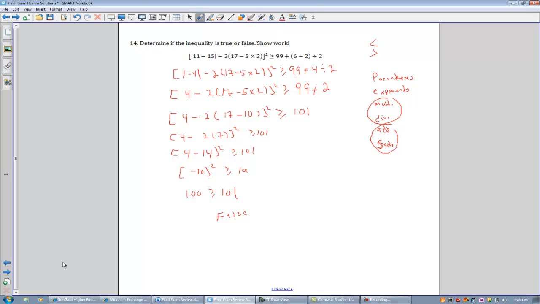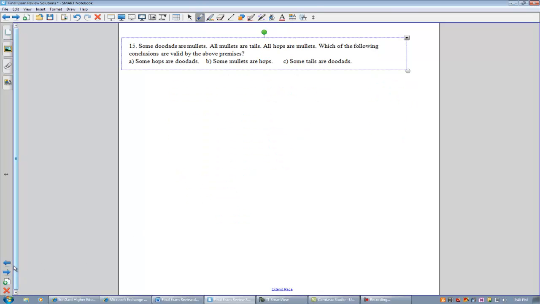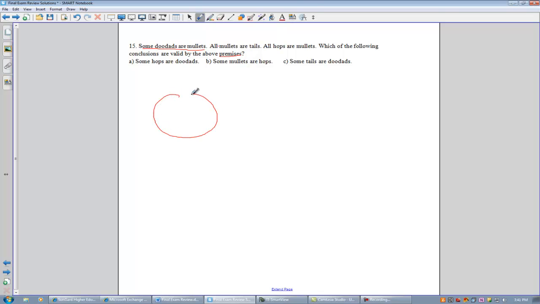Okay, the next problem we want to do involves another Venn diagram. All right, so here it says some doodads are mullets, all mullets are tails, all hops are mullets. Which of the following conclusions are valid from the above premises? Okay, so let's look at this. And we have some doodads are mullets. So I need a doodad and mullet circle. So let's do, here's a mullet circle. Let's do a doodad circle. So here's a doodad circle.